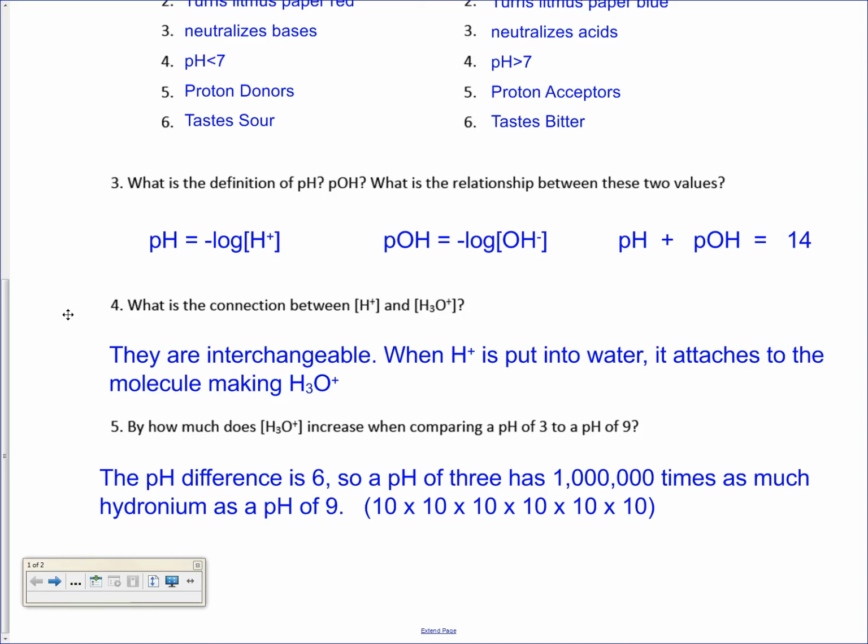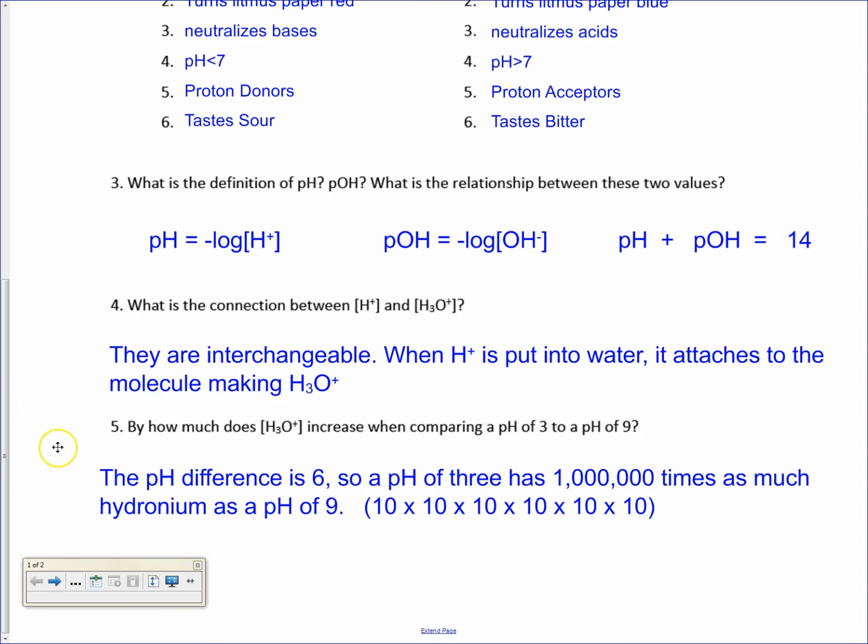So the connection between H plus and H3O plus. They're pretty much synonymous for the purposes of this unit. Basically what an H plus is, is a proton, but when you put it in water, it actually attaches itself to the water molecule and it becomes H3O plus. And so if you have H pluses in water, they are H3O pluses. So in any of the equations or anytime when we're talking about H plus or H3O plus, those two are sort of interchangeable.